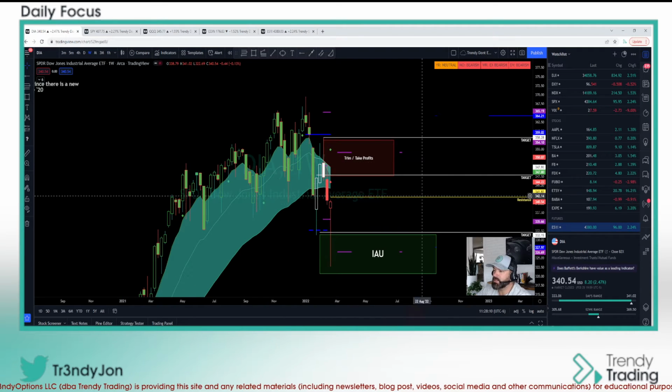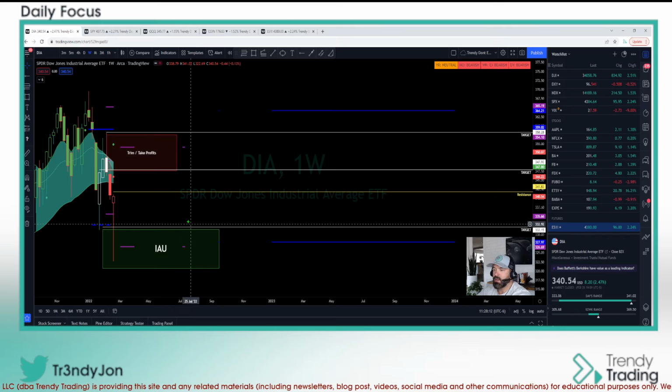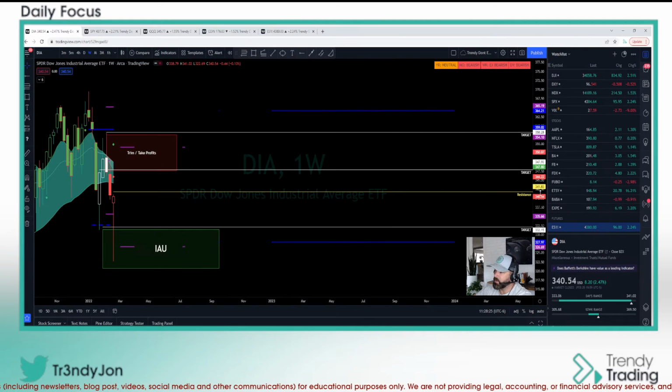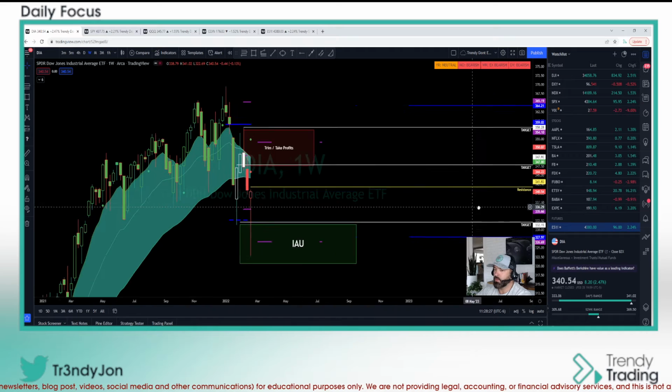This is not quite inside, so if we zoom in really quick, DIA or the Dow, we did not close inside the body. Some of you may have a different definition. We did close within last week's candle. So if that's inside for you, that's great. What I would like to see is if we can get over this resistance level at 341.83.